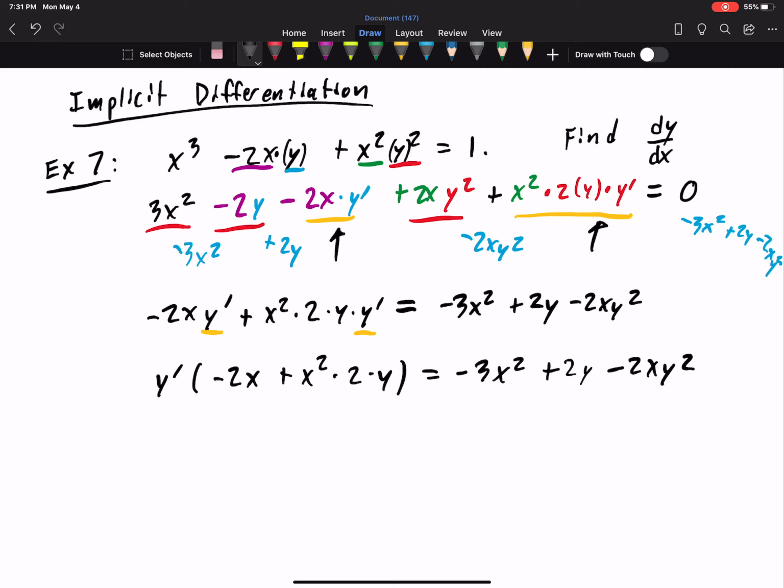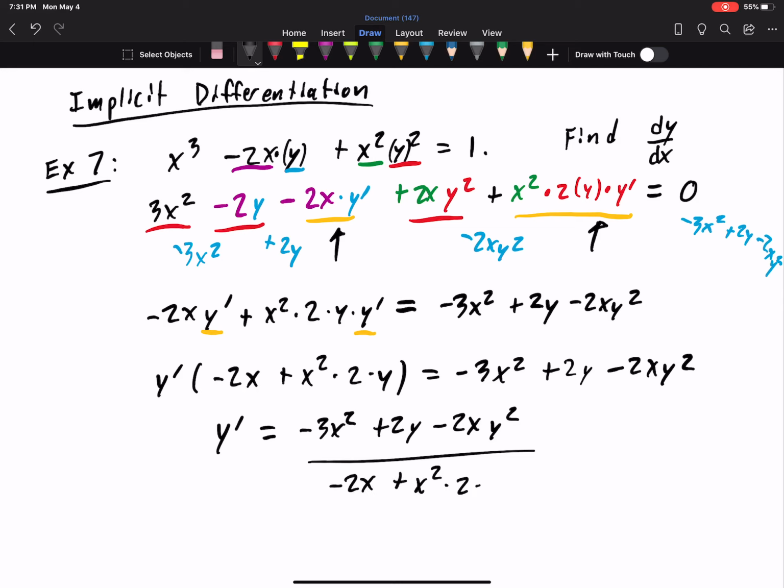You're probably seeing a pattern by now. Yes, it works the exact same way every single time. I promise. So, doing that, skipping the showing of the division, I have minus 3x squared plus 2y minus 2xy squared all over the lovely set of parentheses that we had on the left.